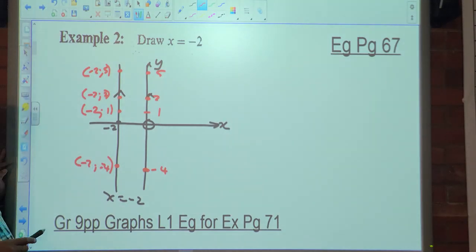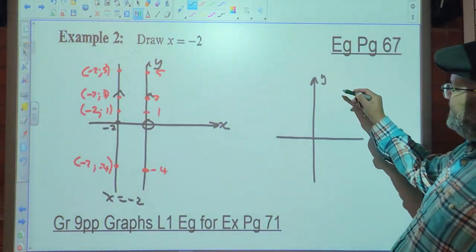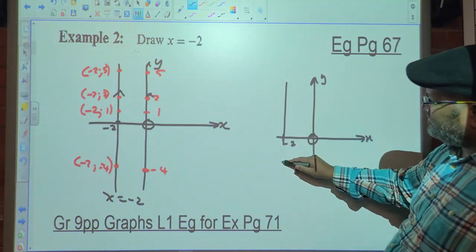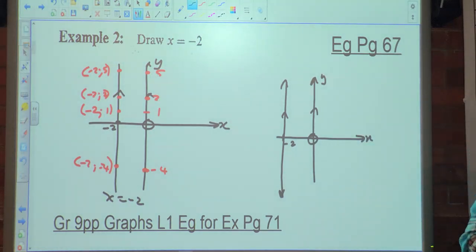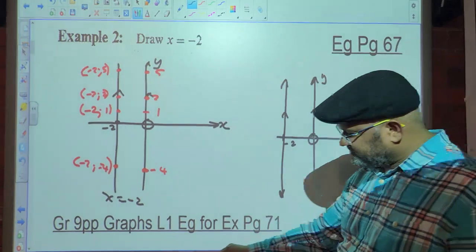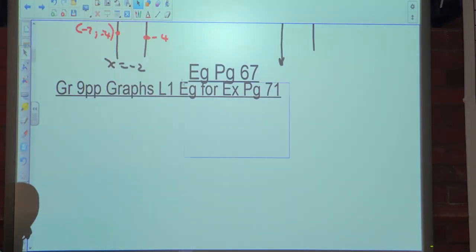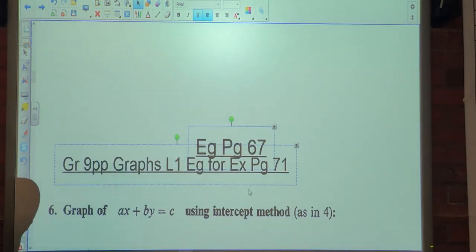Can you see that? So again, if they ask you to draw this graph, you just simply do this. It's your y and this is your x. It's your origin. That's minus 2. Draw your line going through there with your ruler. You can say it's parallel to your axis, but we don't even have to say that. You guys understand? Simple, no? Okay, note that in the example above, every point on the line has an x coordinate of negative 2.